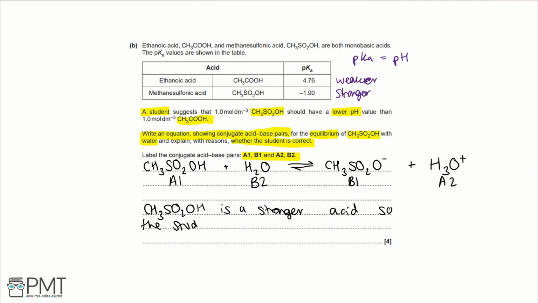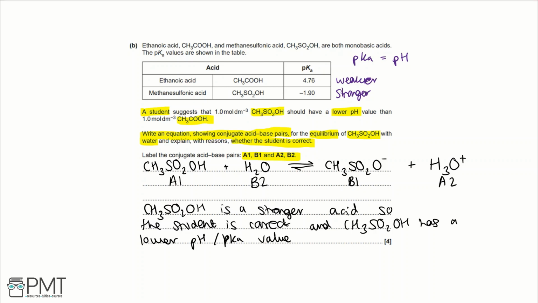Then we need to tackle whether the student is correct, and the student has said that methane sulfonic acid has a lower pH value than ethanoic acid, which is correct. And that is because it's got a lower pH, a lower pKa value, or you could say it's got a greater Ka value or greater concentration of H+.